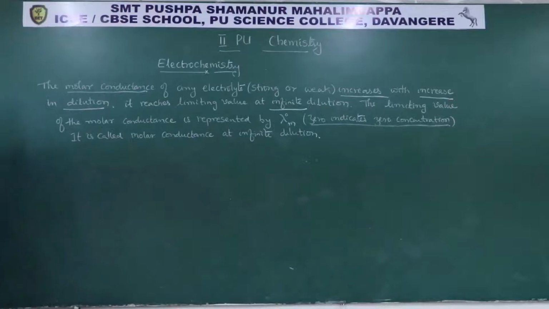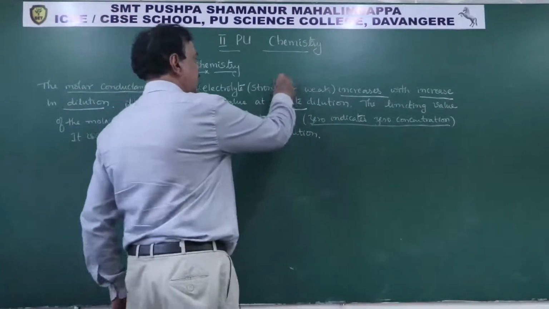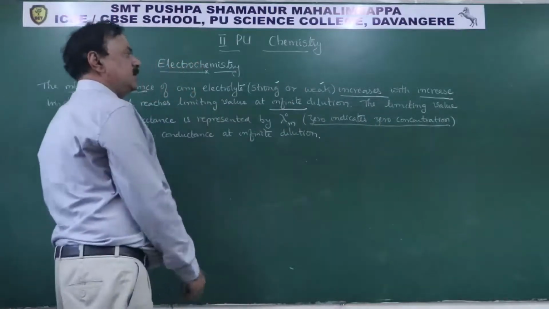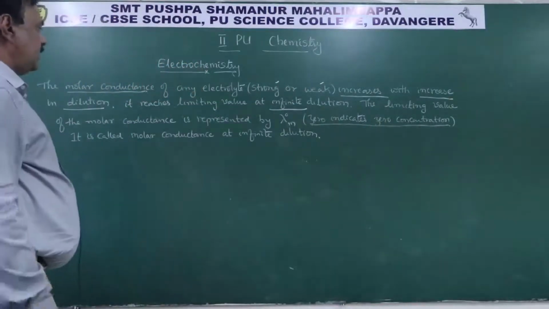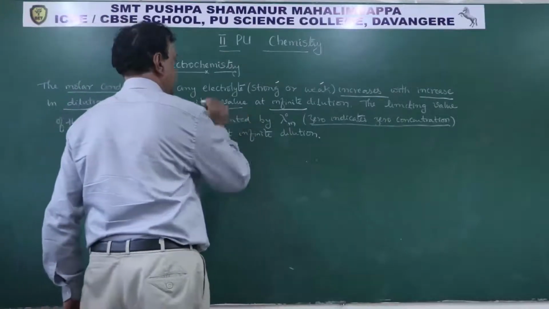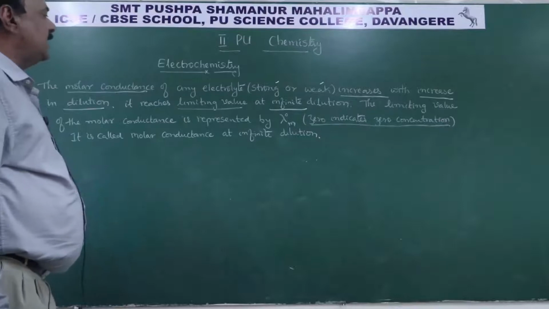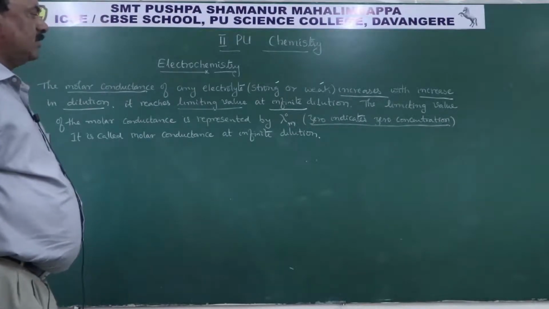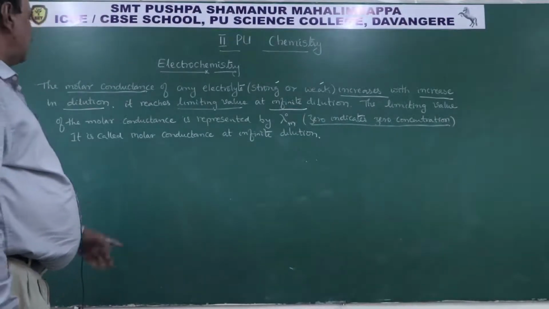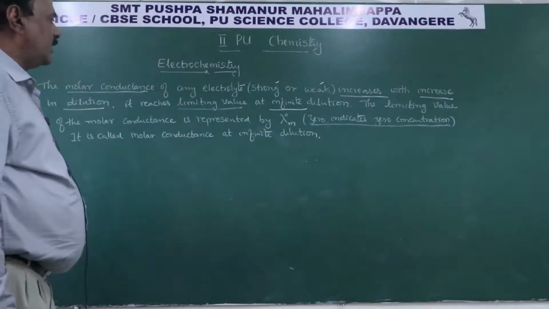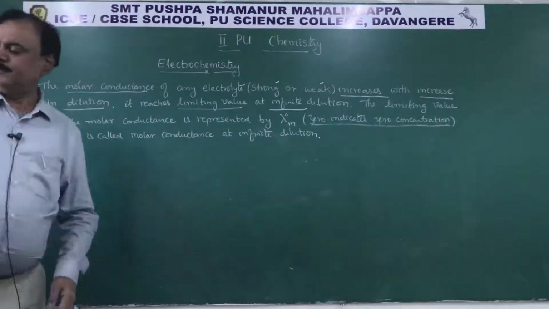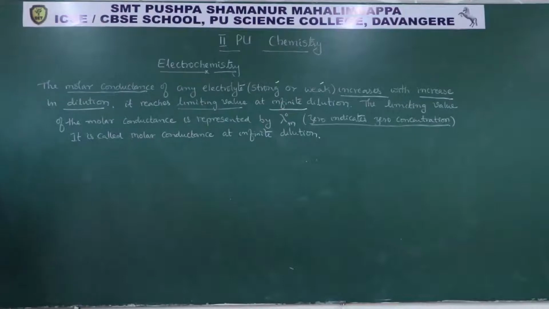The molar conductance of any electrolyte, either strong or weak, increases with increasing dilution and reaches a limiting value at infinite dilution. The limiting value of the molar conductance is represented by lambda naught m, where zero indicates zero concentration. It is called molar conductance at infinite dilution.